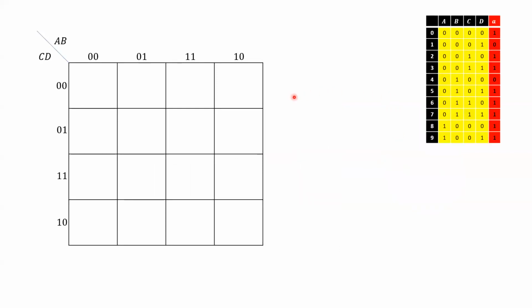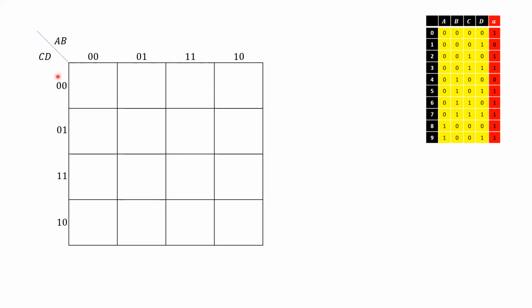A KMap is just a grid. Up here on the top axis, we put in the first 2 bits of the input, and here we have the last 2 bits of the input. Now notice how I've labeled each column: I have 0 0, 0 1, then 1 1, and 1 0. So 1 1 is here, not at the end as you might expect. There's a specific order that we need to follow, and it's very important that we do this. Otherwise, we don't really have a KMap.